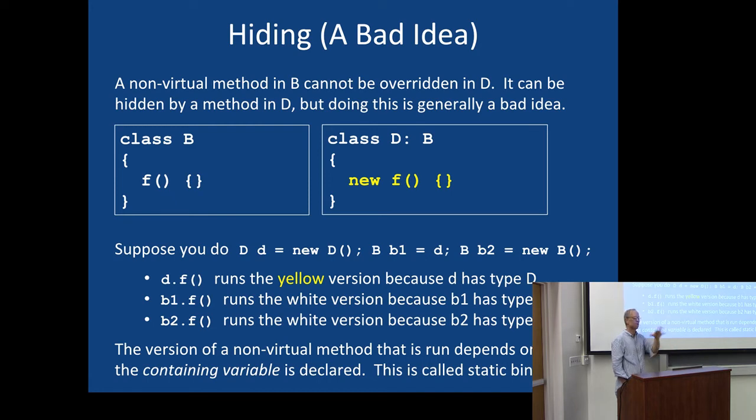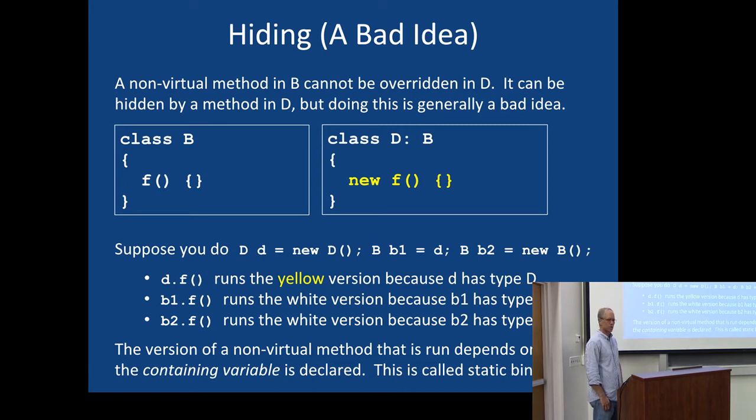Calling static methods is more efficient, because the compiler can know in advance which method is being called. You don't have to follow these pointers through the object to the class to find the method to call. It's known at compile time.